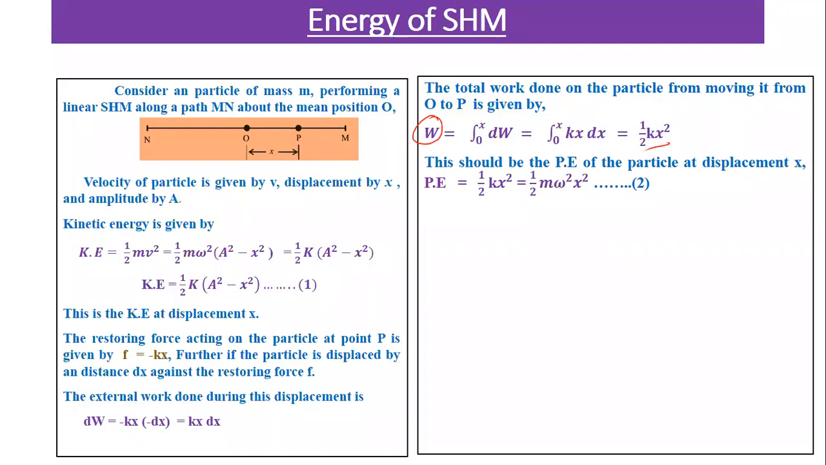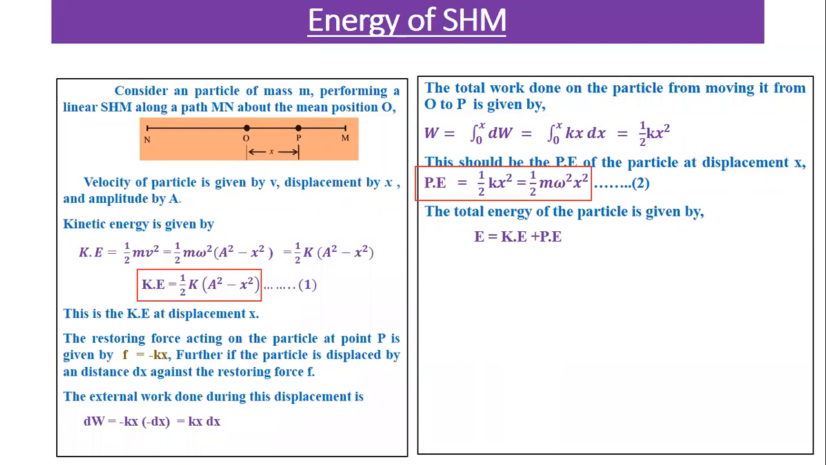And you know that k is what? m omega square. So instead of k, we have written m omega square into this x square as it is. So these two are the formulas of potential energy. Sorry, these two are the potential energy. You have to remember these two formulas. For kinetic energy, you can remember this formula as well as this formula.